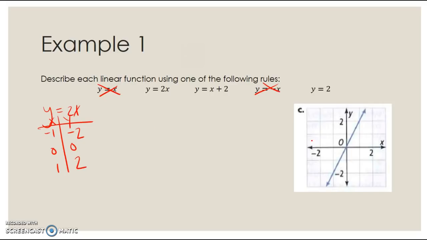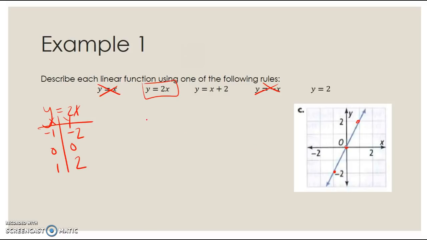So I'm going to look. When I'm at -1, am I at -2? Oh, that looks good. Am I at 0, 0? Yes. Am I at 1, 2? Yes. So all three of those work. So y equals 2x is my answer.